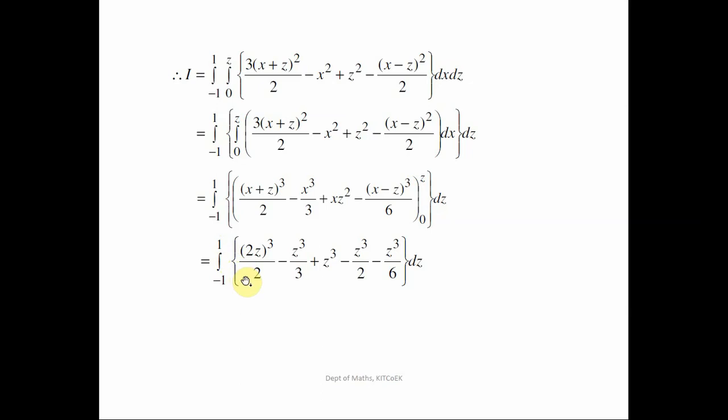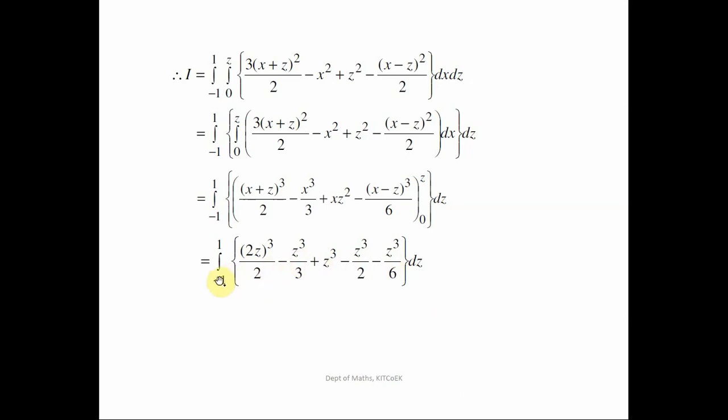We know that if the integrand is an even function, then the integration from minus a to a is 2 times the integration from 0 to a, and if the integrand is an odd function, then the value of that integral is 0. So in this bracketed quantity, each term consists of z cube. So each term is an odd function of z.